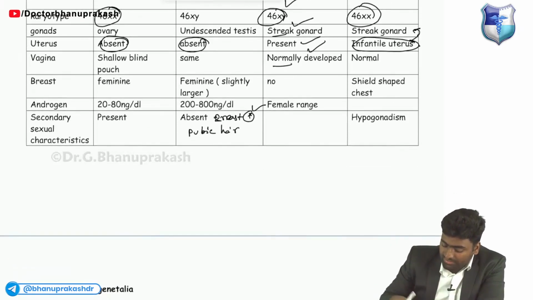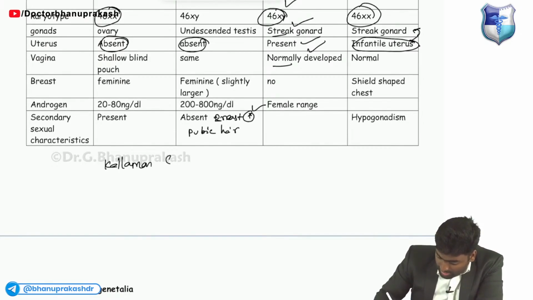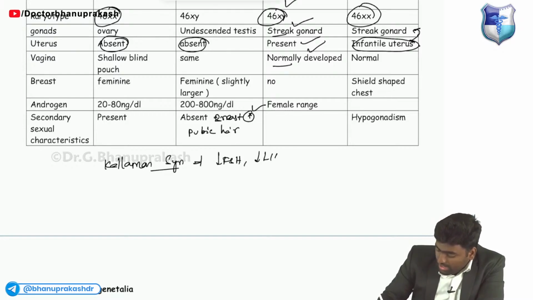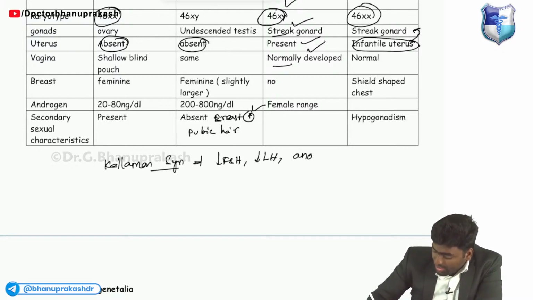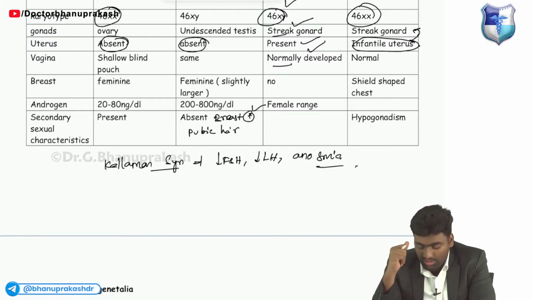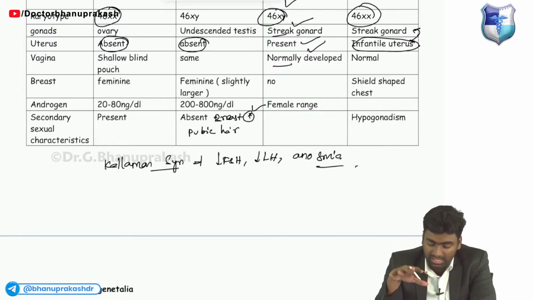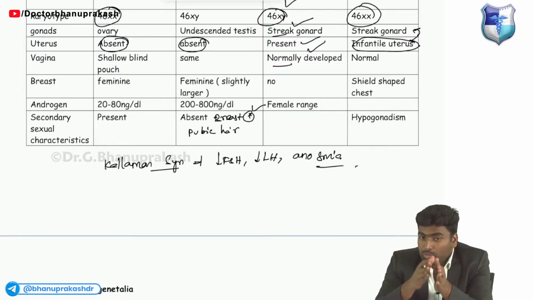Whereas in the case of Kallmann syndrome, FSH and LH will be decreased. Along with this, it will present with anosmia. Yeah, it is a hypothalamus problem. It will have anosmia as well. Yeah, good guys. So these are the few points you need to remember.